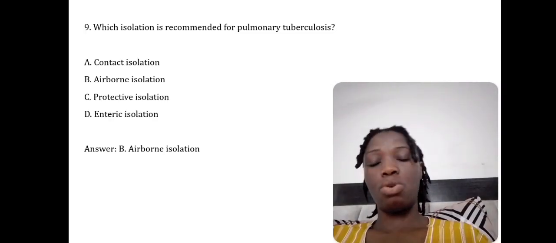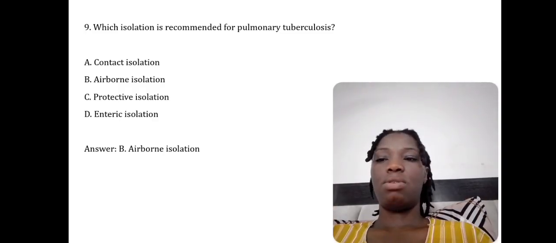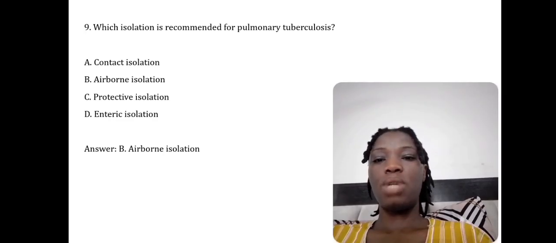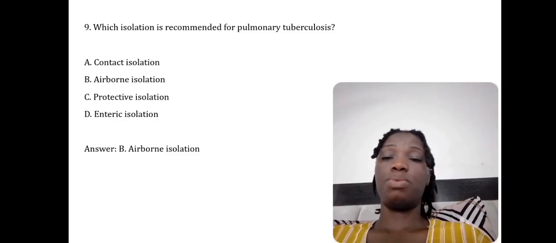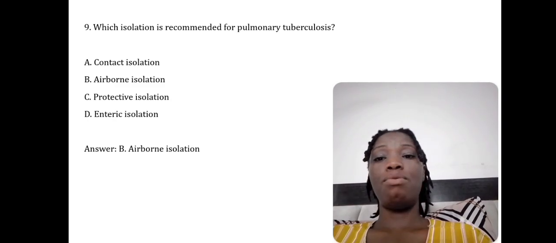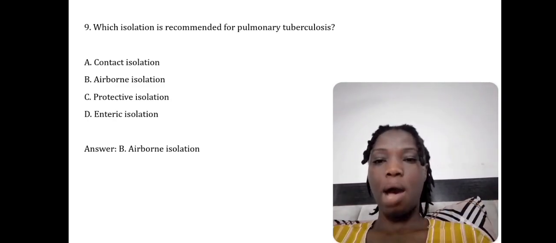There's also another isolation called droplet isolation. It's similar to airborne because they are both inhalation. Anything through the nose is inhalation. Then protective isolation. Protective isolation is when a person is very weak, susceptible, has a weak immune system, or has one or two disorders that make them have low immunity. So you want to protect this person from the outside world. That one is protective isolation.